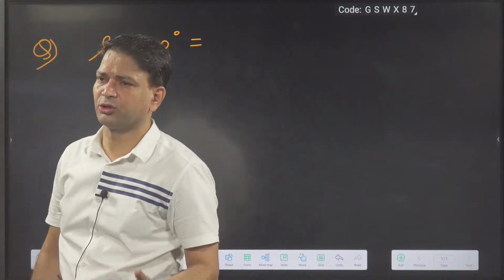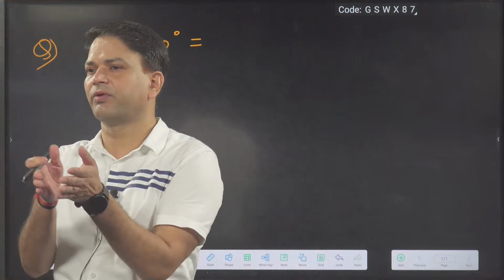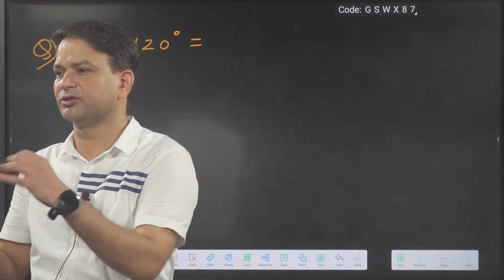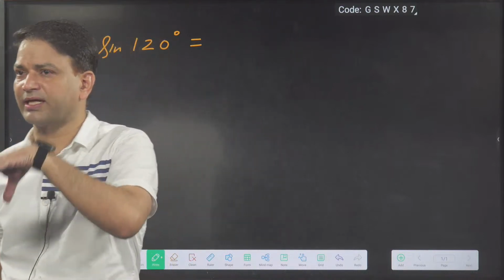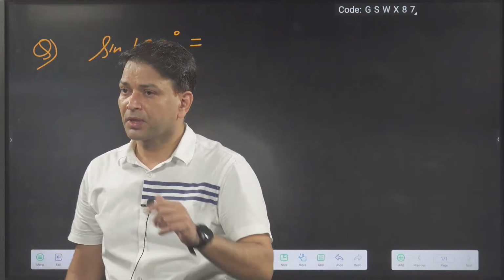So one way is, 120 I can split into 180 minus 60. Then I said first we will decide the quadrant from the 180 minus. 180 minus means second quadrant. In the second quadrant sine is positive, then we got the value √3/2. Okay. Another way is what?